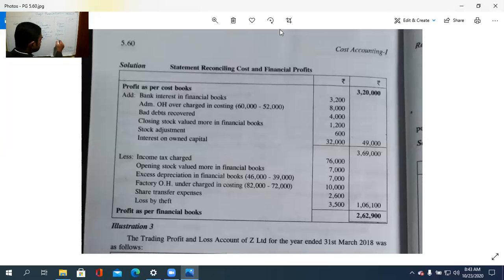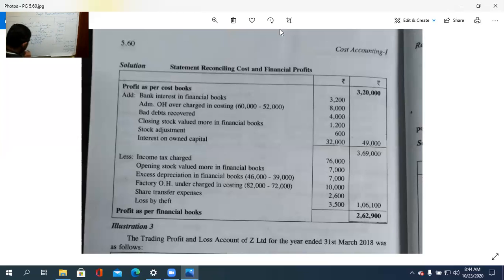It is 2,600 and loss by theft, it is 3,500, and take the total. So that is how much? 106,100. Take the difference. 369,000 minus 106,100. It is 262,900.